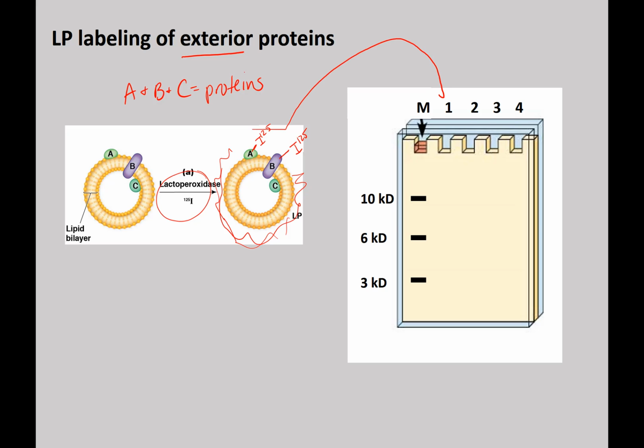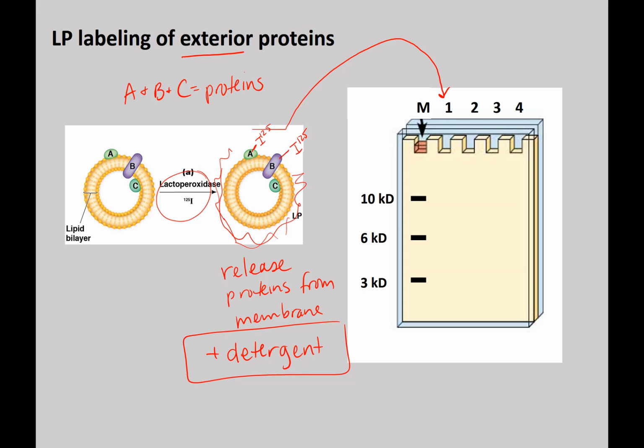So when we take this sample and run it, oh, I forgot, let me back up. Now we need to release the proteins from the membrane. I'm going to use detergent, and in your homework, you have different conditions that release different membranes. Detergent releases all proteins. So detergent breaks down the membrane and releases all proteins for analysis.